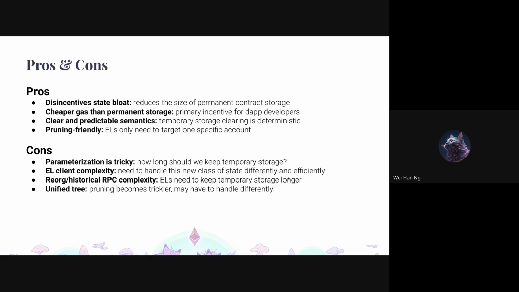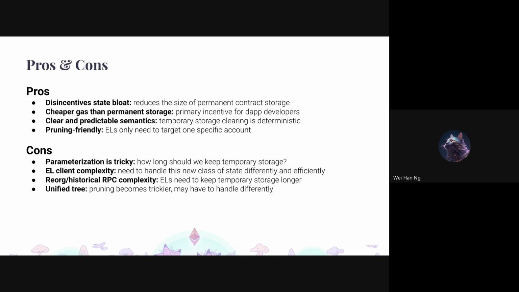In regards to the pros and cons, the first pro is that it tries to disincentivize state bloat. It tries to reduce the size of permanent contract storage. It does not solve state bloat or state growth. It does not reduce the state size that we have, but it attempts to modify user behavior such that if most contracts use this feature, then we effectively slow down state bloat.